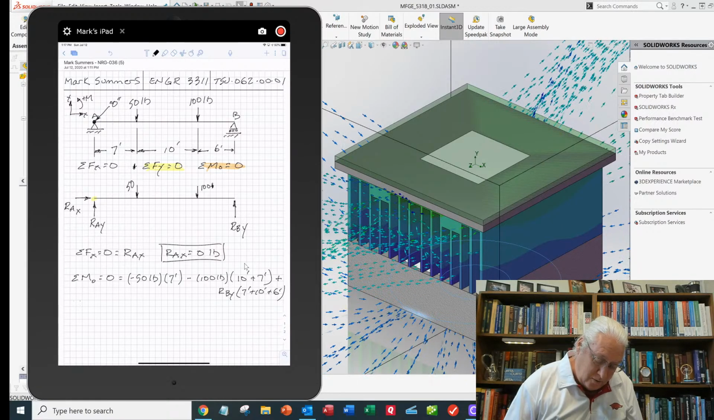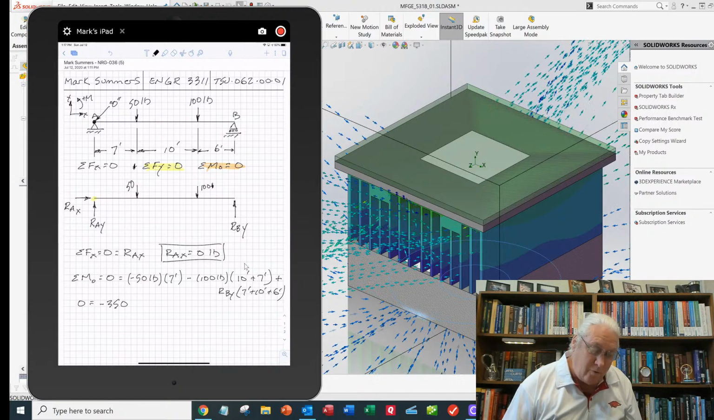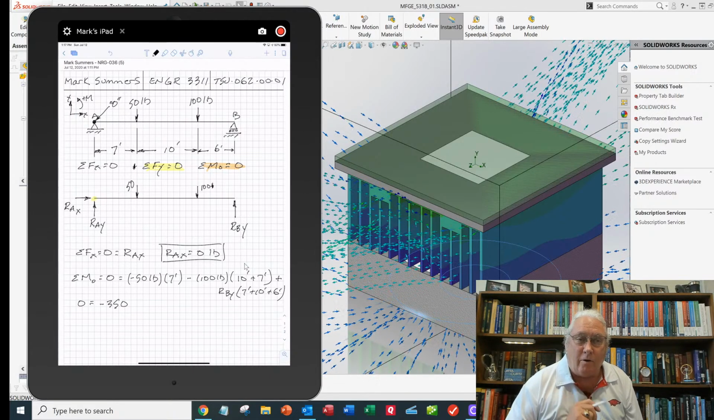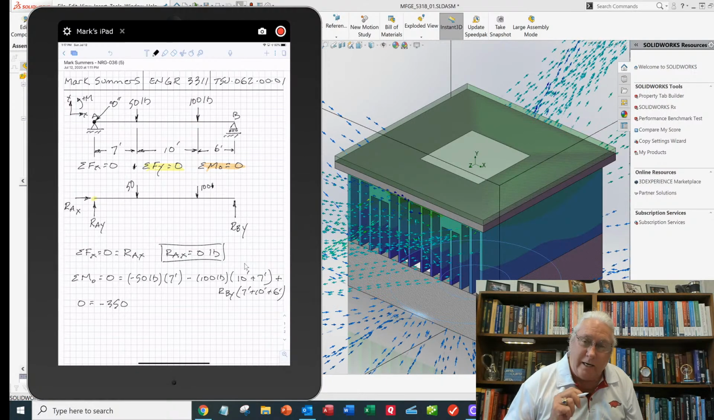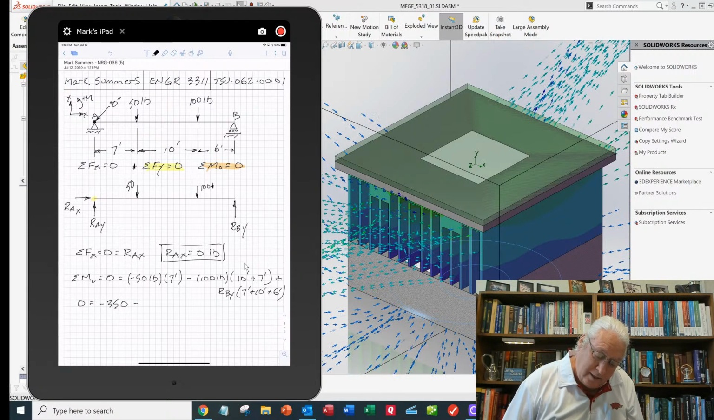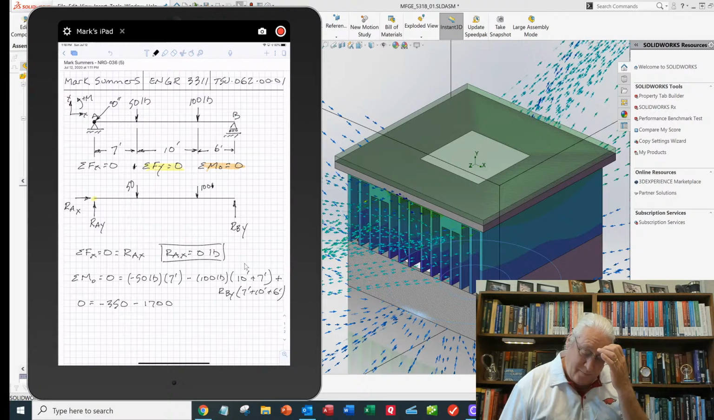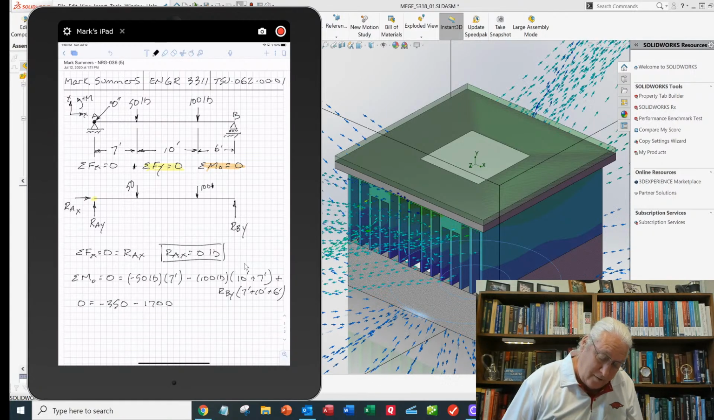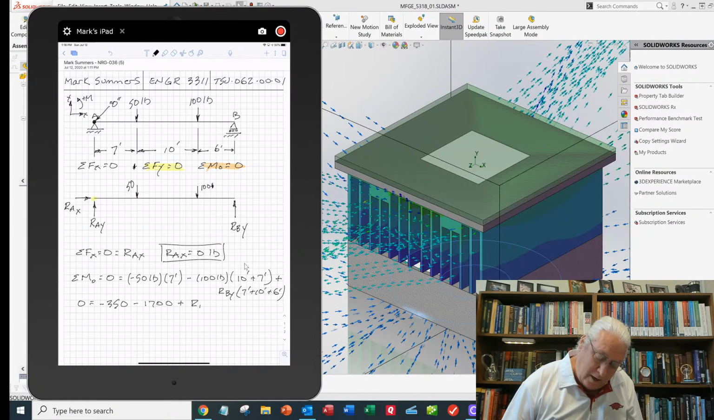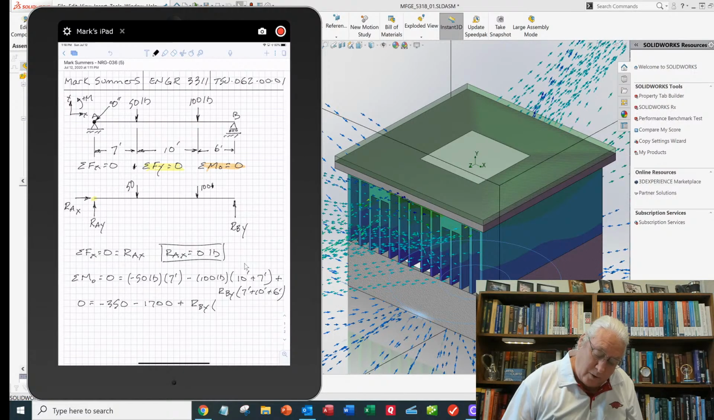And so 0 is going to equal negative 350. I'll drop the units now because they're all foot-pounds, and so they're all going to cancel each other out. Just need to be consistent. So minus 350 minus 1700. 17 times 100, 1700. And then I'm going to add RBY times that moment arm, which is 23.